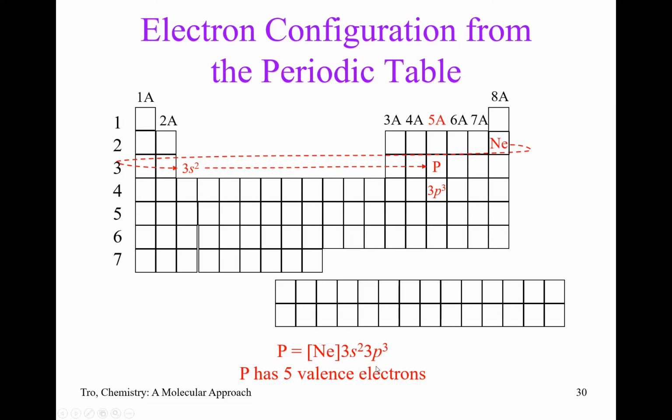How many valence electrons does it have? You add the outermost electrons, so that would be 2 plus 3 is 5.